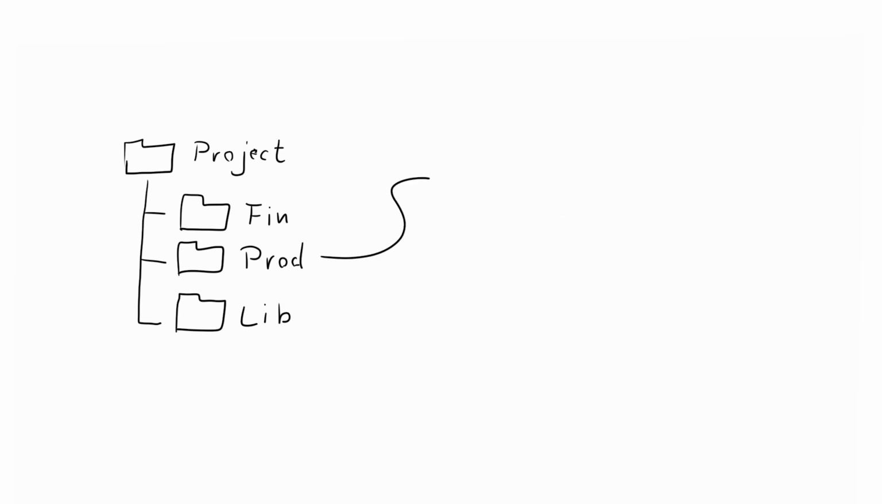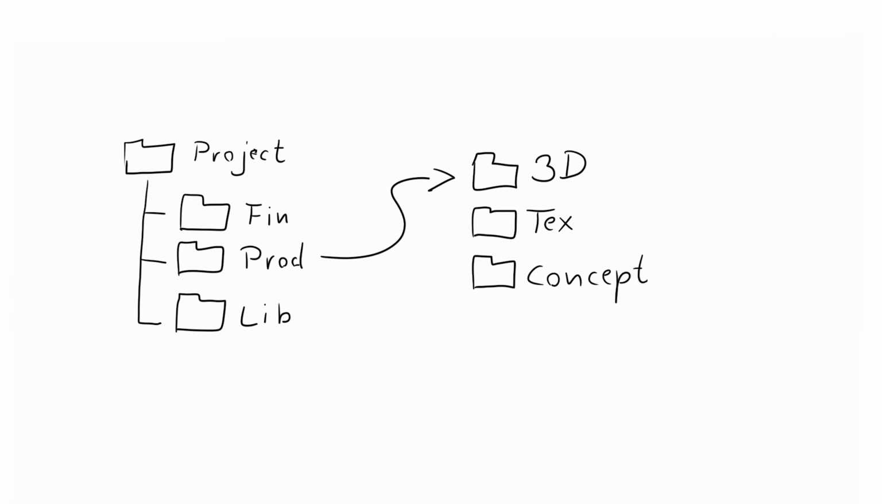Then we have our production folder. Here will the main production take place. That means here we will create all of our 3D models, our textures, our concept art, and so on.